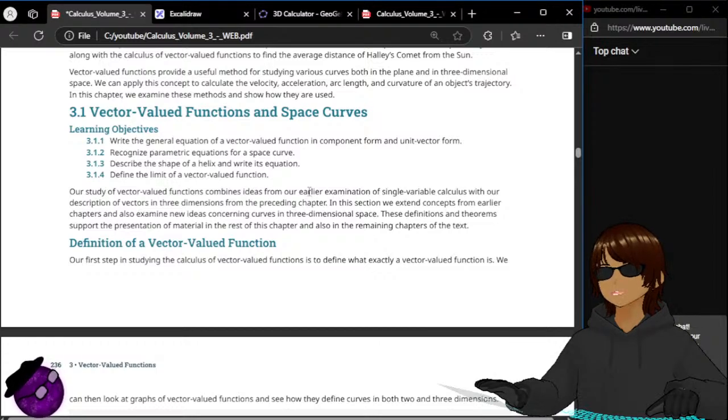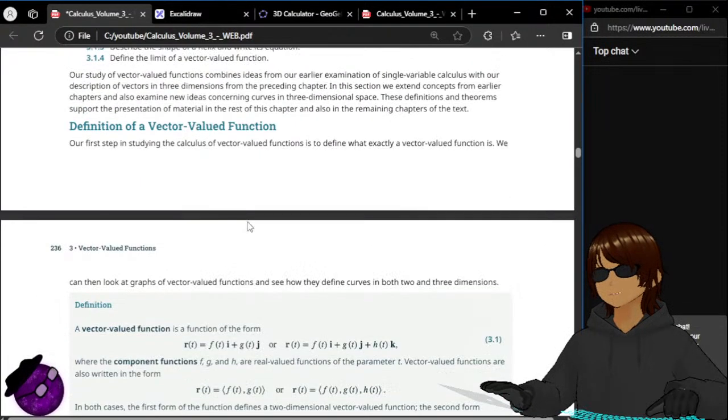Our study of vector valued functions combines ideas from our earlier examination of single variable calculus with our description of vectors in three dimensions from the preceding chapter. In this section, we extend concepts from earlier chapters and also examine new ideas concerning curves in three-dimensional space. These definitions and theorems are supported by the presentation of material in the rest of this chapter, and also in the remaining chapters of the text.